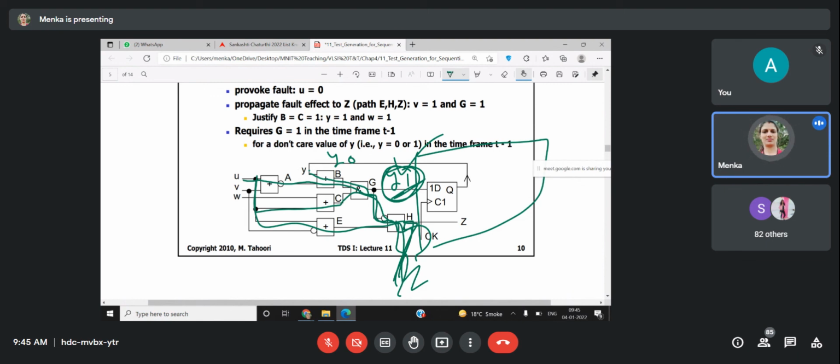So this becomes a multiple path problem, right? So you will take a decision that which path you should choose to propagate your fault at input U, and then you will be selecting V and W to support your decision. Got it? Yes, ma'am. Okay. So in this fashion, after some iterations, you will be able to figure out, okay, this should be the sequence of inputs so that you can find the correct fault propagated at the Z output. Okay?